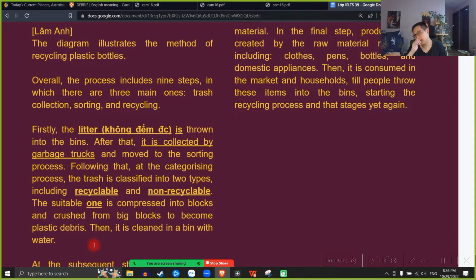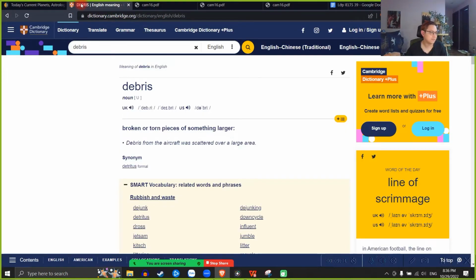Plastic pellets, những cái hạt nhỏ plastic. Debris là mảnh vỡ mà giống như vô dụng á. Debris is like useless trash. Broken or torn piece of something larger. Những cái miếng của một cái gì đó bể vỡ hoặc là miếng bị tách rời ra từ một cái gì đó bự hơn. But plastic pellets here, I don't think it's debris, yeah?